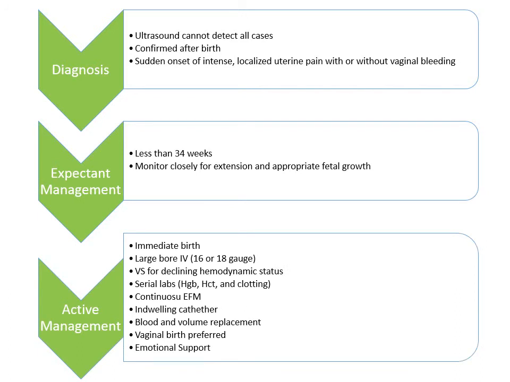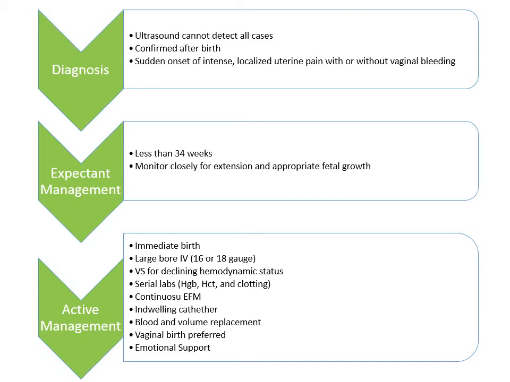A large bore IV should be started of 16 or 18 gauge. Vital signs should be done frequently to assess for declining hemodynamic status. Serial labs including hematocrit, hemoglobin, and clotting studies are done. Continuous fetal monitoring should be instituted. Indwelling catheter is inserted for continuous assessment of urinary output. The patient may require fluid and blood replacement.